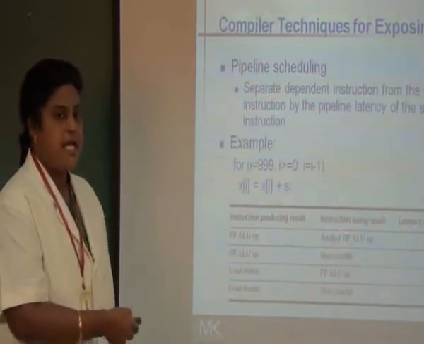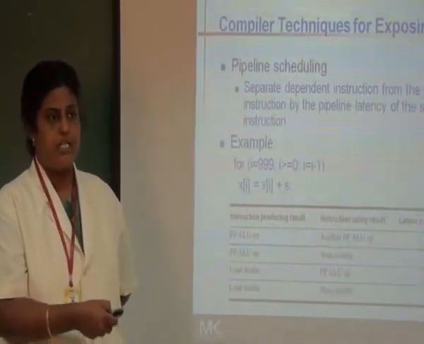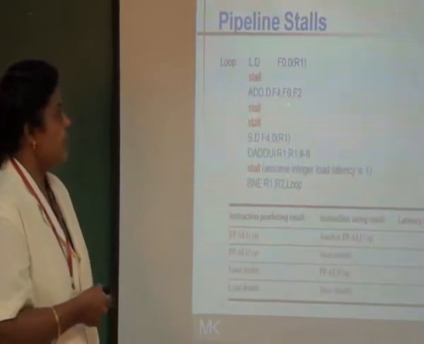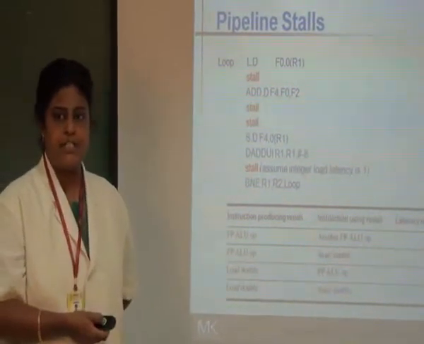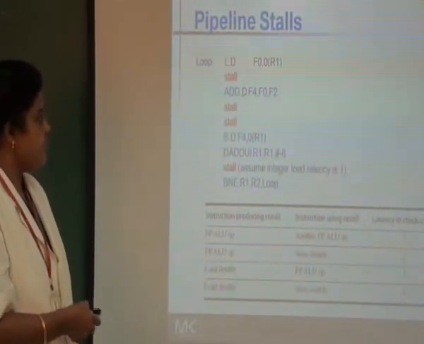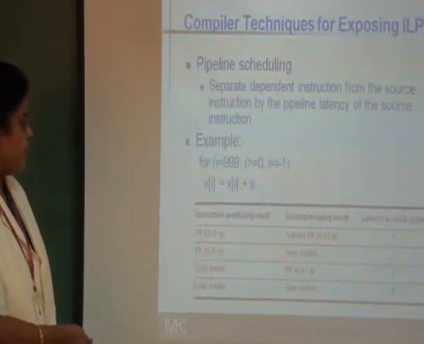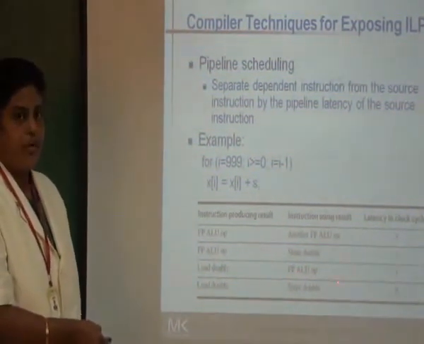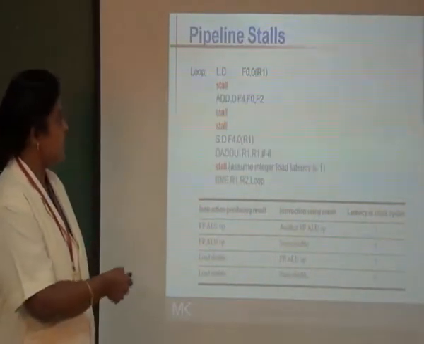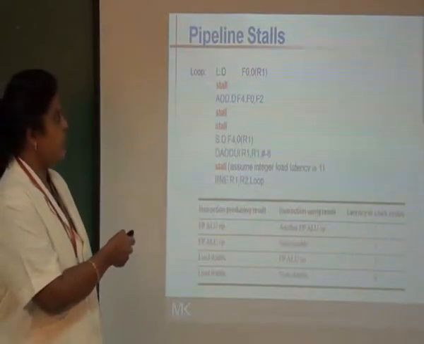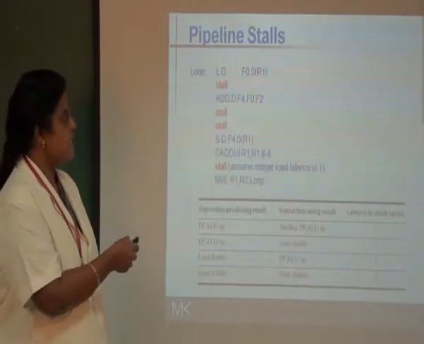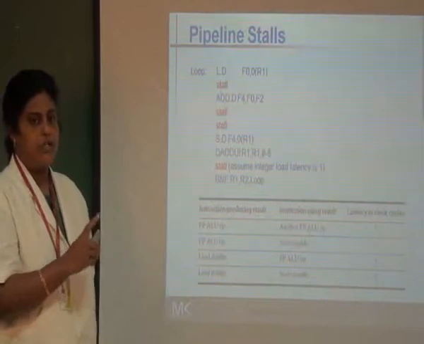So these are just some examples of the latency in clock cycles between the source instruction and the dependent instruction. So what are pipeline stalls and how can they be eliminated? Here, this is a load instruction. For a load double followed by a floating point ALU operation, the latency is equal to 1 clock cycle. This is one load instruction and this is one floating point ALU operation, so the latency in clock cycles is 1.